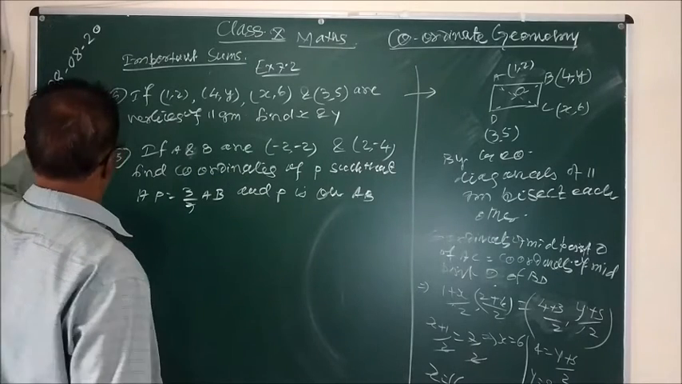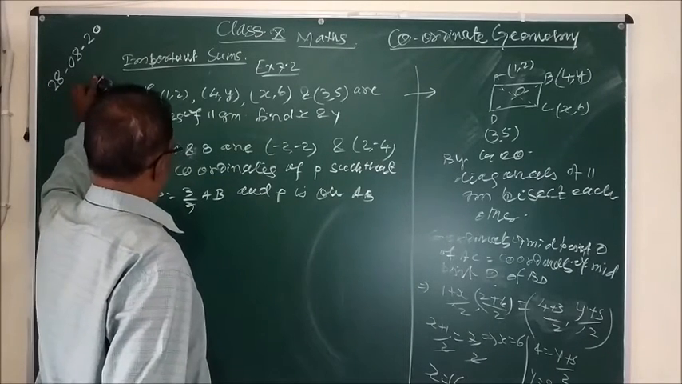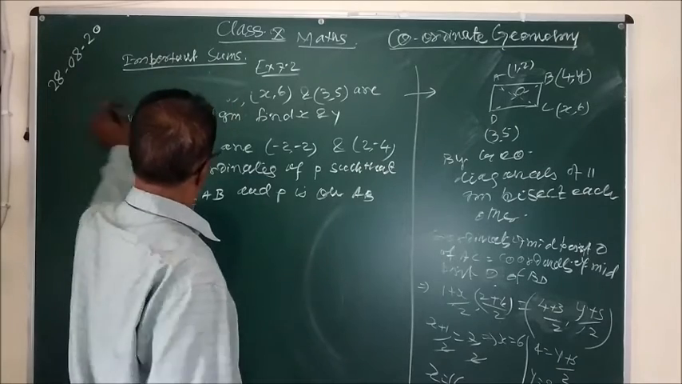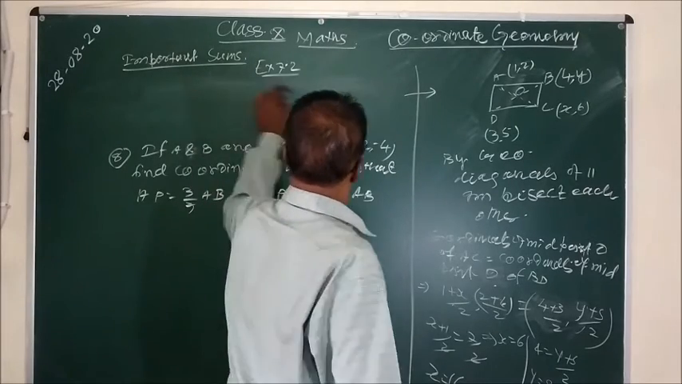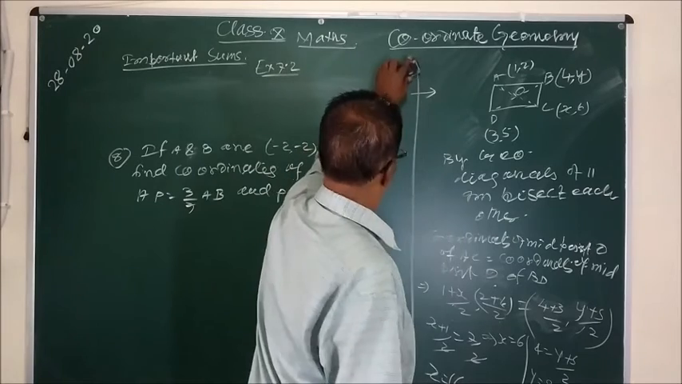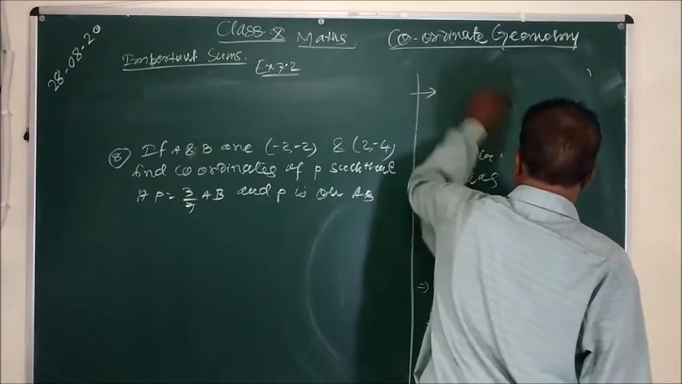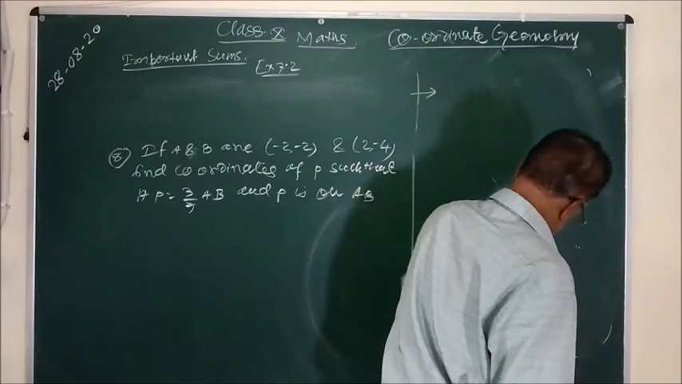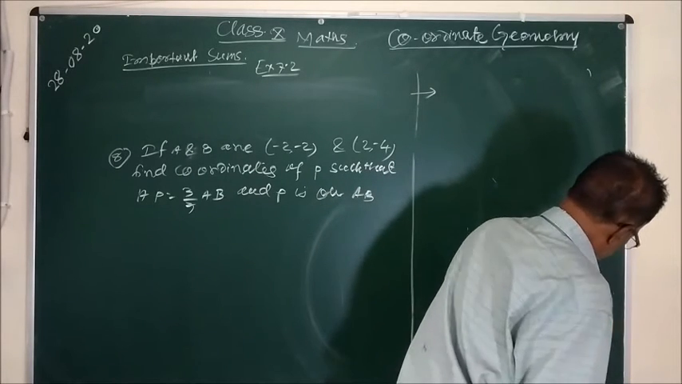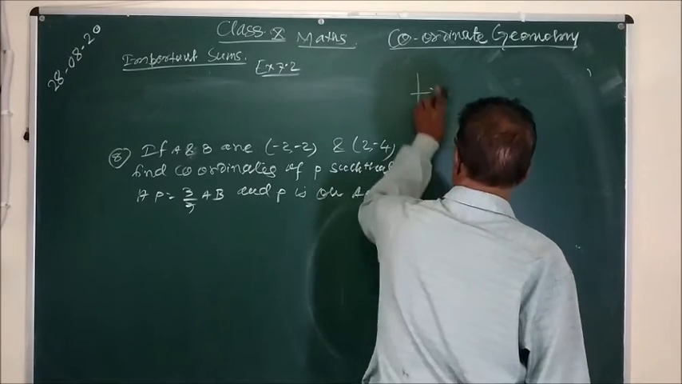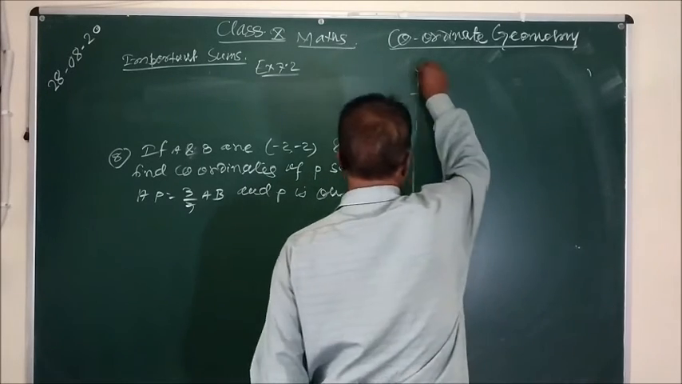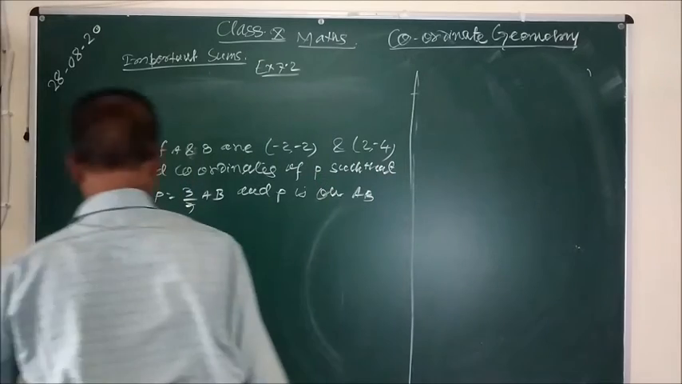I suppose you must have understood, or any problem, I will try to explain in Google Meet. Now you see one more question. I suppose you will be completing your copies, and if you don't complete your copies, you will be penalized.